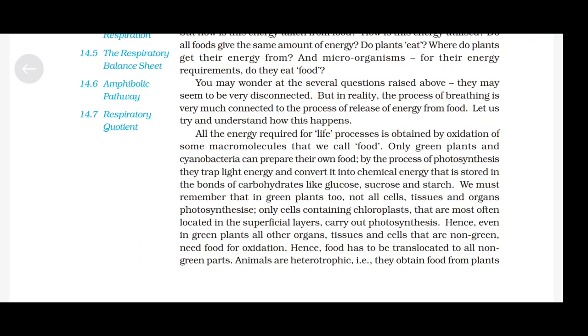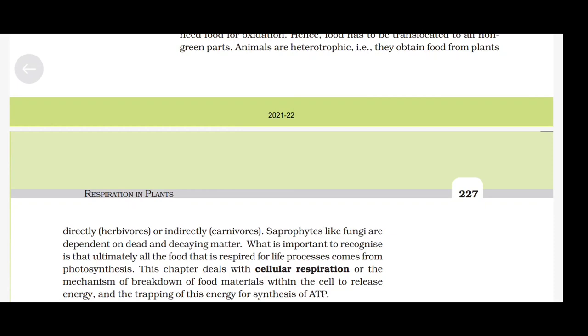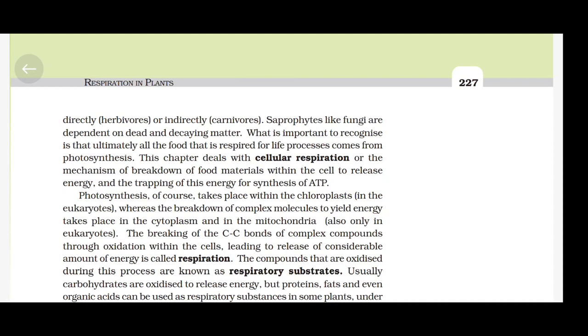Hence, even in green plants, all other organs, tissues, and cells that are non-green need food for oxidation. Hence, food has to be translocated to all non-green parts. Animals are heterotrophic, that is, they obtain food from plants directly, herbivores, or indirectly, carnivores. Saprophytes like fungi are dependent on dead and decaying matter. What is important to recognize is that ultimately all the food that is respired for life processes comes from photosynthesis.